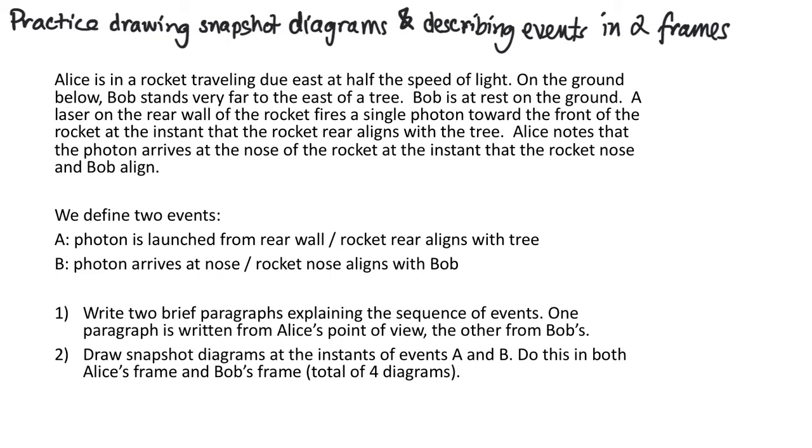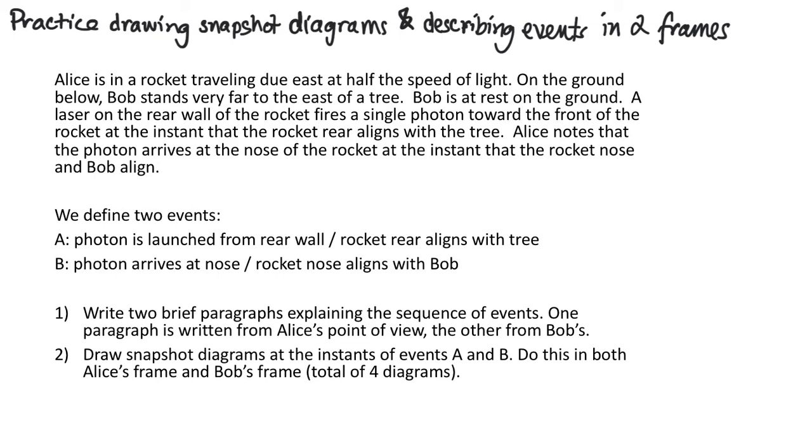The problem is that we have Alice in a rocket traveling due east at half the speed of light, and on the ground below there's a tree and Bob, and Bob and the tree are both at rest on the ground. At the instant that the backside of the rocket passes the tree, or aligns with the tree, a laser beam in the rocket fires a photon towards the front of the rocket. And it just so happens that the photon reaches the front of the rocket at the exact instant that the nose of the rocket reaches Bob. At least, that's how we might describe it in Alice's frame.